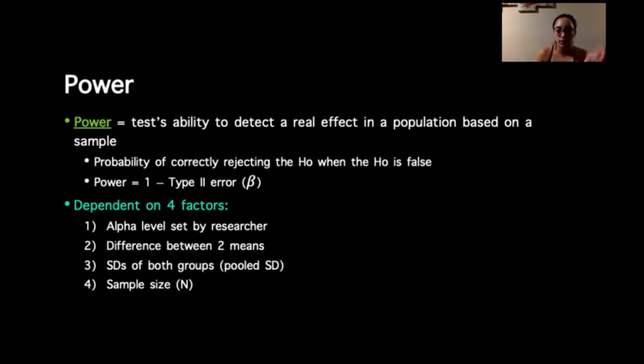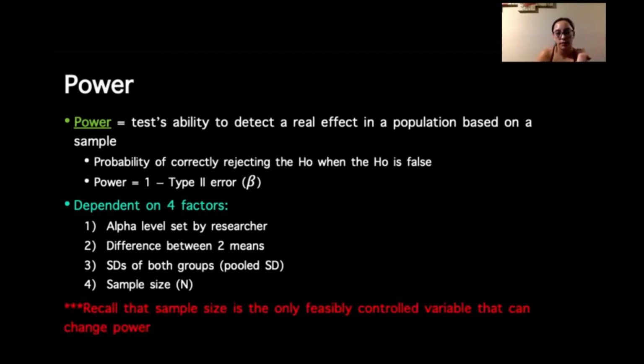So alpha is important, particularly when we're looking at the difference between two means or the difference between a sample and a population. That difference is also important. The standard deviation or the variation within both groups is important. We also need to know the sample size, because we know increasing sample size is going to help improve power. All of these affect power, but sample size is the most easily manipulated one to improve power.